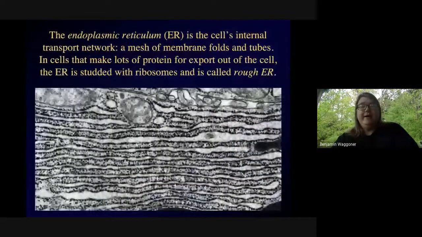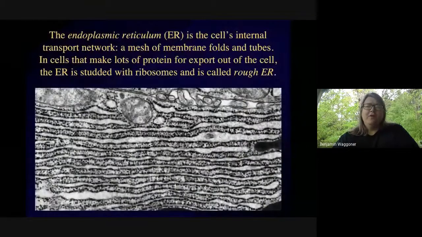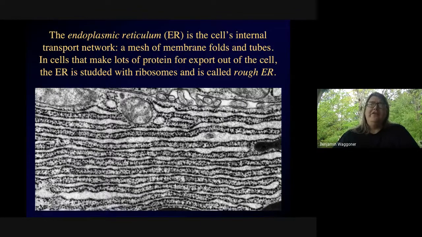What you're looking at there is another cross-section through a cell taken with a transmission electron microscope. And what I trust you can see is a whole bunch of parallel lines. You're looking at a slice through the endoplasmic reticulum. What it consists of is a whole bunch of membranes folded on top of each other into this kind of network of tubes and pleats and sacs.